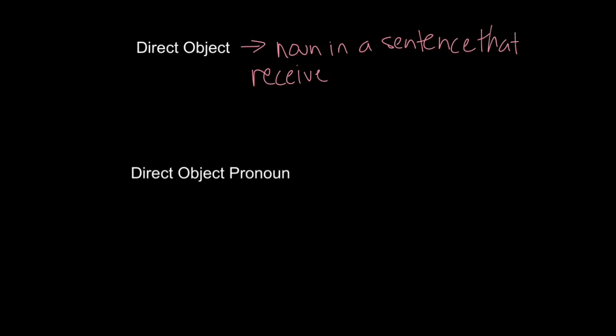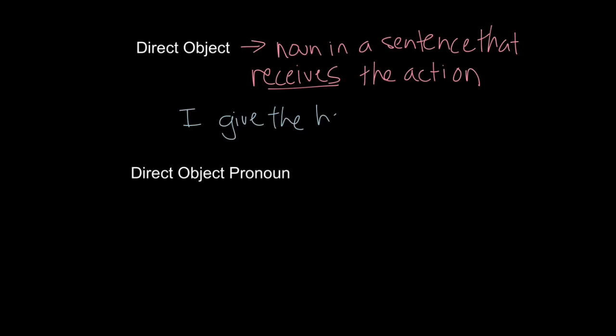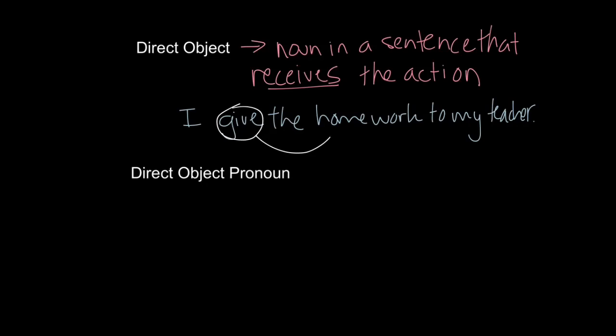So in this example, we would have, I give the homework to my teacher. First step, locate the verb. And then ask yourself, what's being given? The verb is give, so what's being given? In this case, the homework is being given. So that makes homework the direct object.